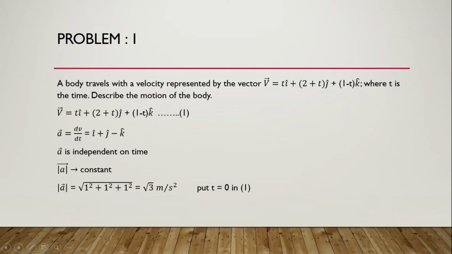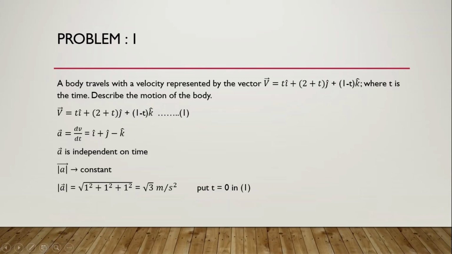Now to describe the motion of the body, we need to know the velocity, both initial as well as final, because to find the acceleration we need the change in velocity. So for acceleration, we know the vector v, that is the final velocity, v is equal to t i cap plus 2 plus t j cap plus 1 minus t k cap. So acceleration is dv divided by dt, right?